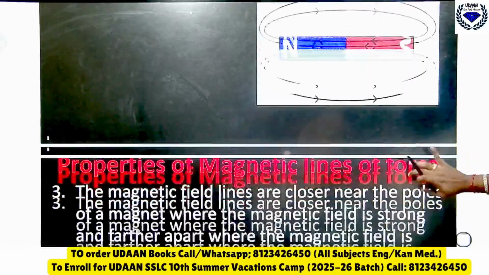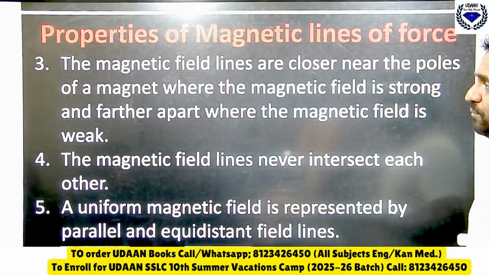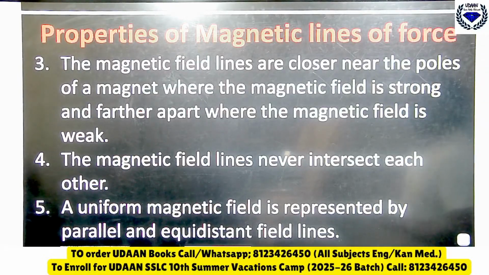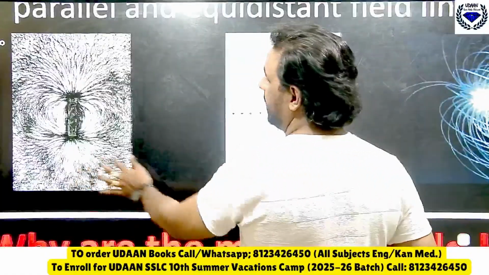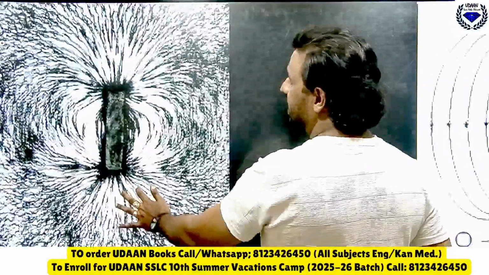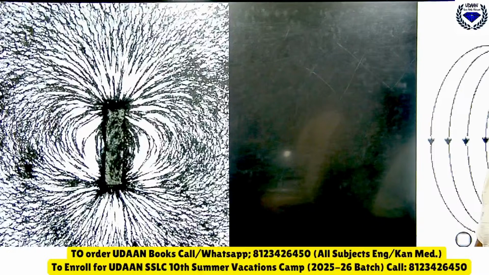Okay, then the second property is what? The magnetic field lines are closer near the poles of the magnet where the magnetic field is strong, and farther apart where the magnetic field is weak. So you can see here, if they are very near, the magnetic field is strong. That is, the magnetic field is strong at the poles. Remember, the magnetic field is strong at poles.